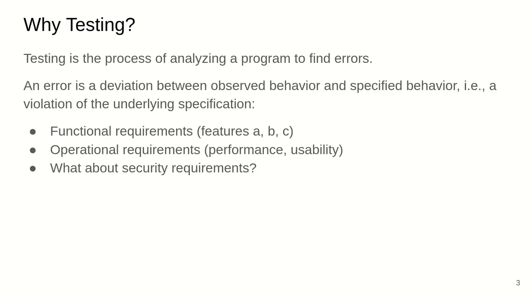Why would you need testing? Well, testing is the process of analyzing a program to find errors. As developers are human, there will always be bugs introduced because of a missing specification, a misunderstanding of the constraints, or some other aspects that were unclear and unspecified. An error essentially is a deviation between the observed behavior and the specified behavior, and therefore a violation of the underlying specification. Assuming that we have a form of specification of what the code should do, we can test for a given violation of it.